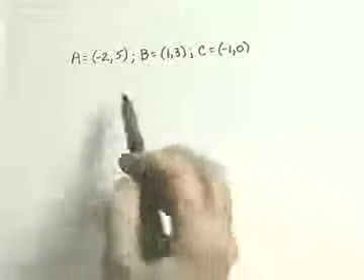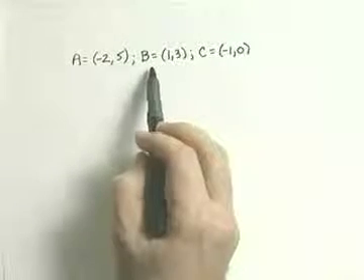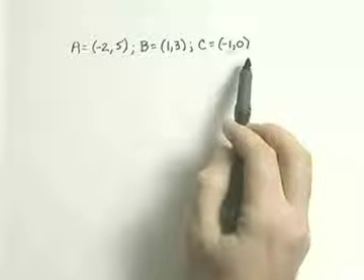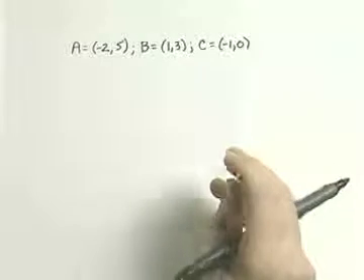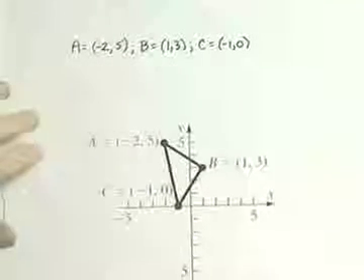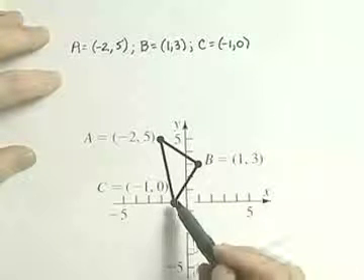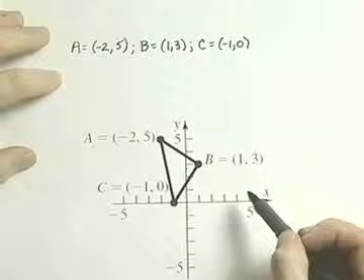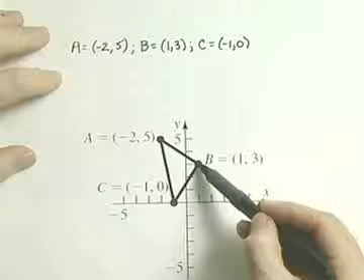So the 3 points that we're dealing with here are A equals -2, 5, B is 1, 3, and C is -1, 0. What we're going to do is plot these 3 points in a Cartesian plane, and if we do that, we obtain the following figure. And what you can see here is there's my triangle, and if we had to guess where the vertex of the right angle is, we would say it's at vertex B.